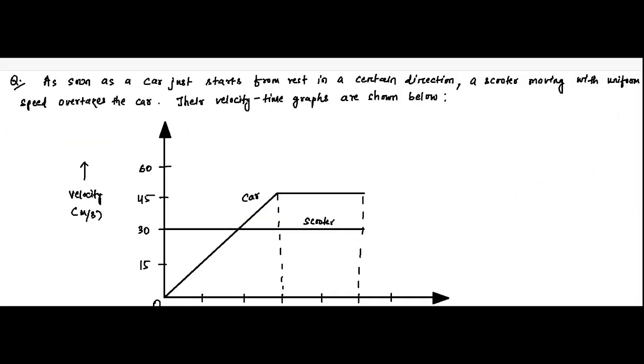So here is another question on graphical analysis of one-dimensional motion. It is given that as soon as a car just starts from rest in a certain direction, a scooter moving with uniform speed overtakes the car. Their velocity time graphs are shown below, with velocity in meters per second on the y-axis and time in seconds on the x-axis. This is the scooter, a straight line parallel to the time axis, and this is the car, initially with a slope and then with constant velocity.